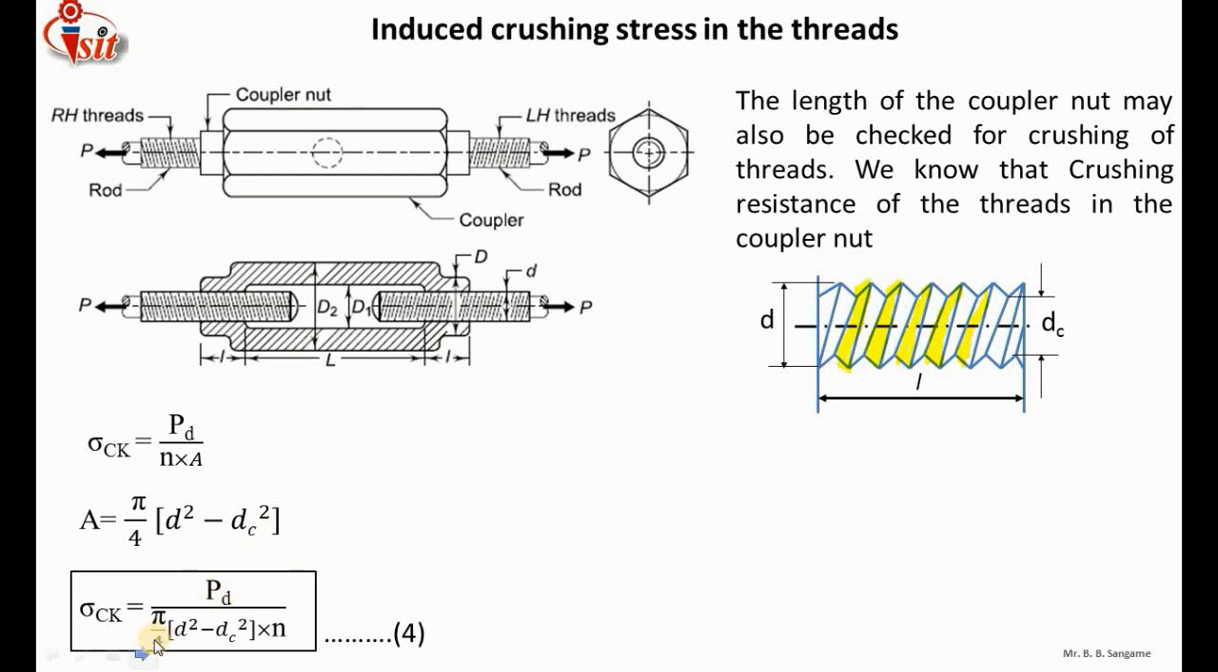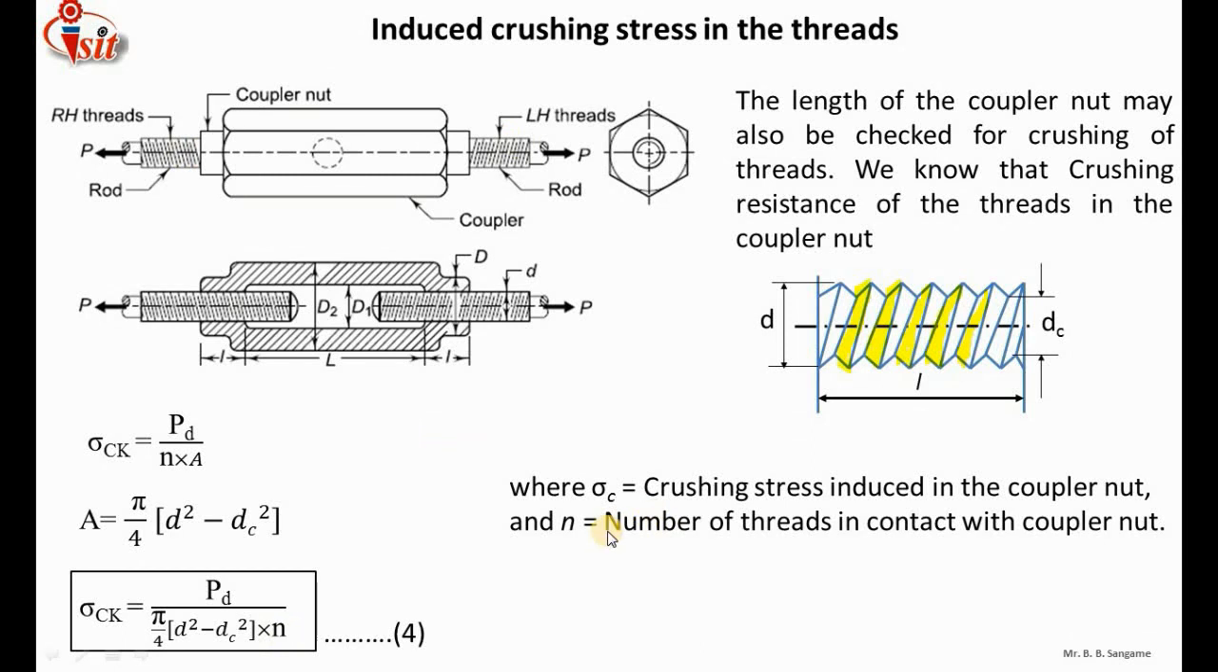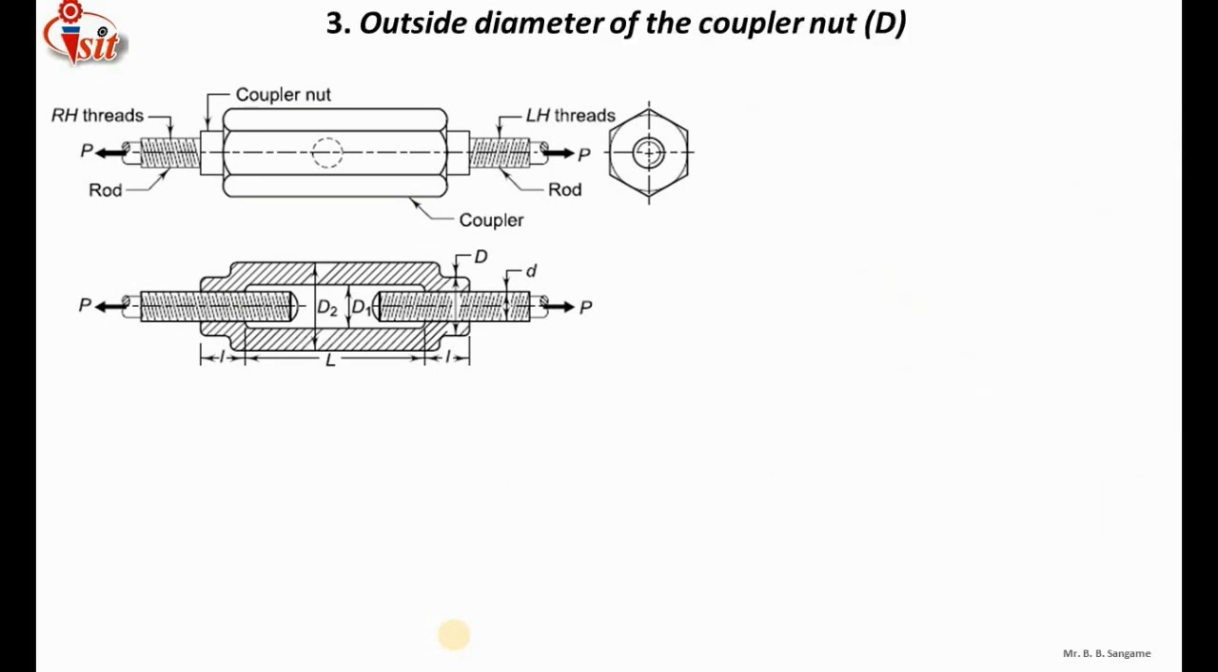I have written the formula here. Sigma ck is equal to PD divided by pi by 4 d square minus dc square into N, where D is the nominal diameter, that is major diameter of threads, DC is the core diameter, PD is the design load, and N is the number of threads. Number of threads can be calculated by the formula N is equal to L divided by pitch of thread. If you divide the length of the coupler nut by the pitch of thread, you will get the number of threads, and from this expression we can calculate the crushing stress sigma ck.